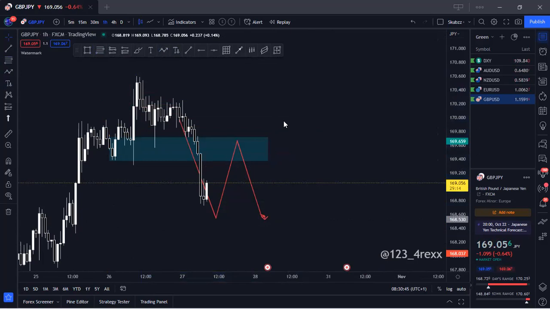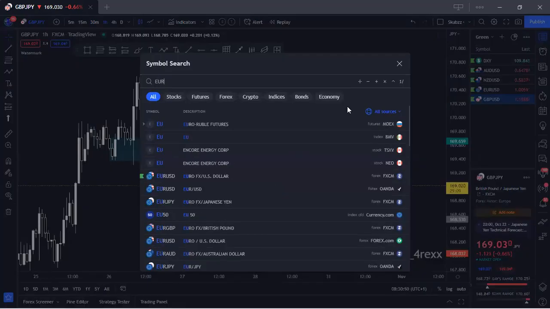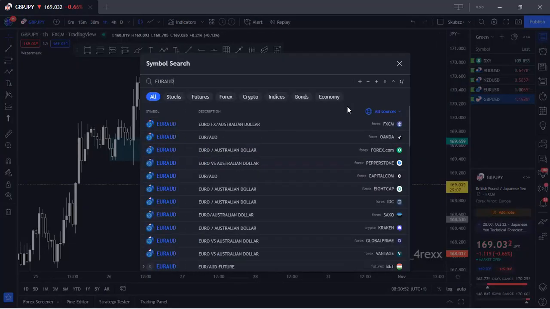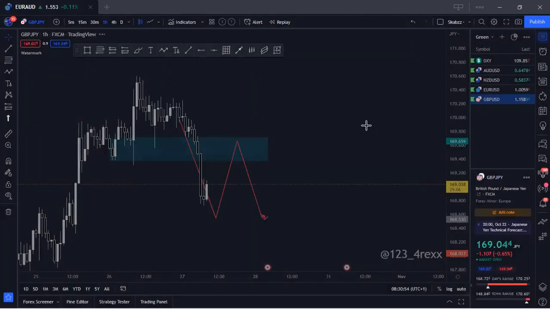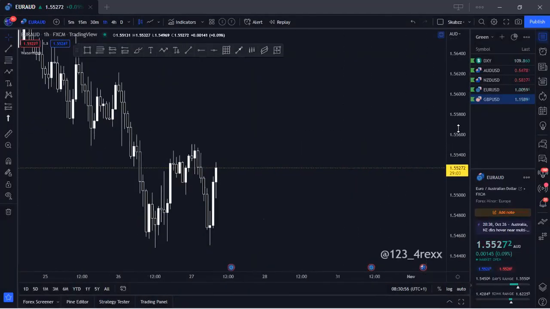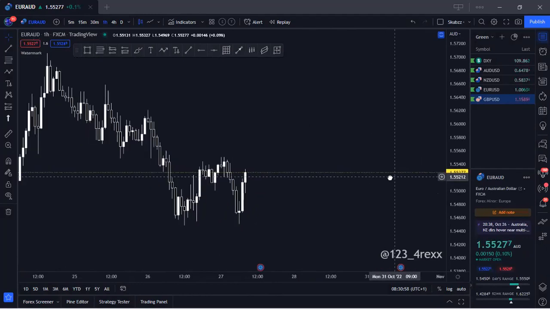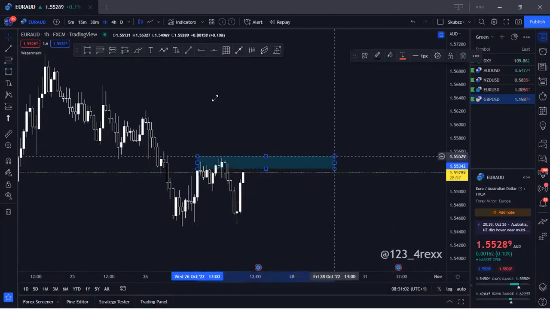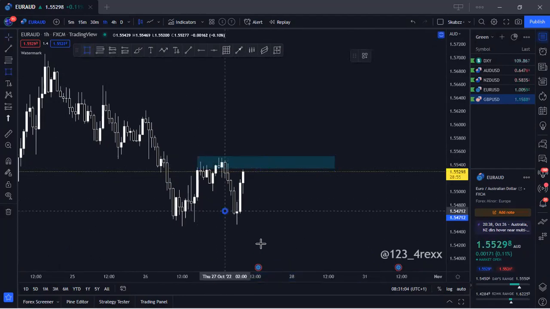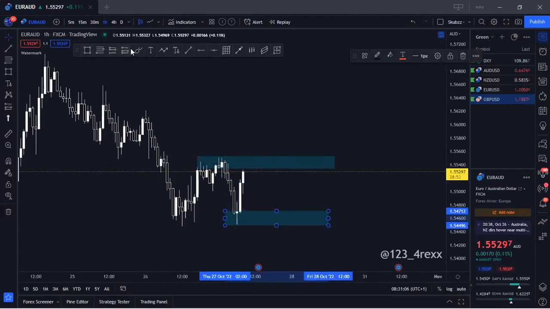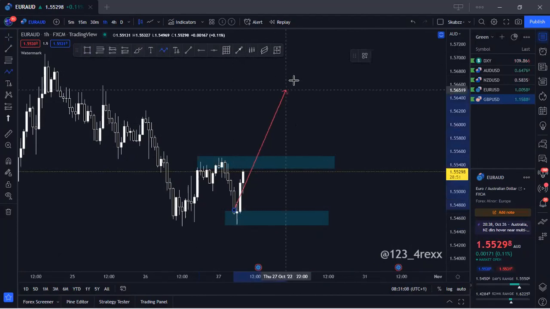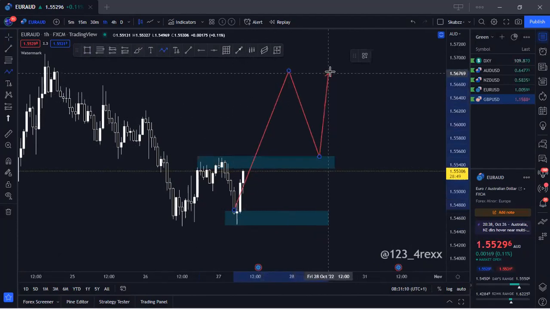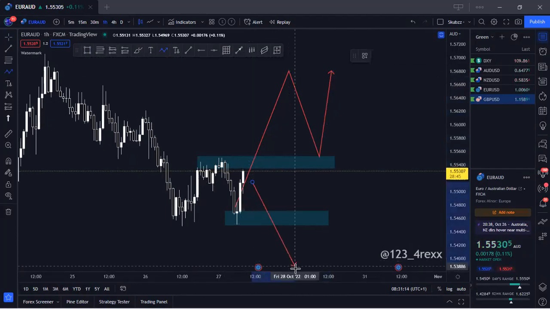Euro AUD. Euro AUD is a cross pair. This one is crazy. So what can we look out for? Here's the major high, this one. Here's the major low, this one. So if at any point in time we break any one, what you can look out for is a retest. So that's what we're looking out for on Euro AUD.